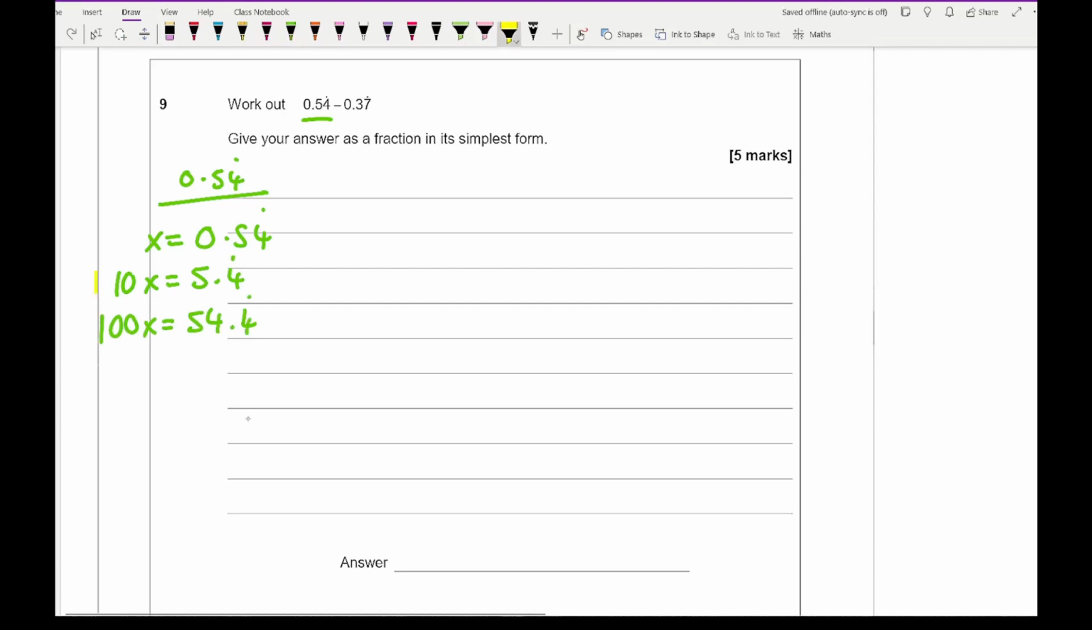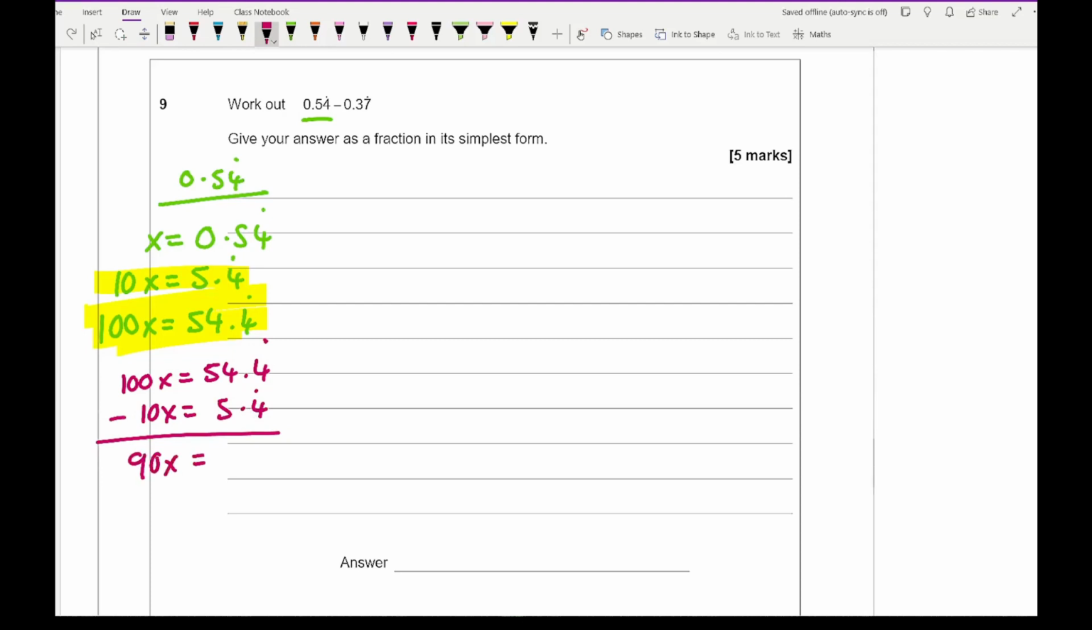So then I can use these two things here. So 100x equals 54.4 recurring, 10x equals 5.4 recurring. Take the two things away and end up with 90x equals 49. So x equals 49 over 90. And I'm just going to highlight that for the time being.